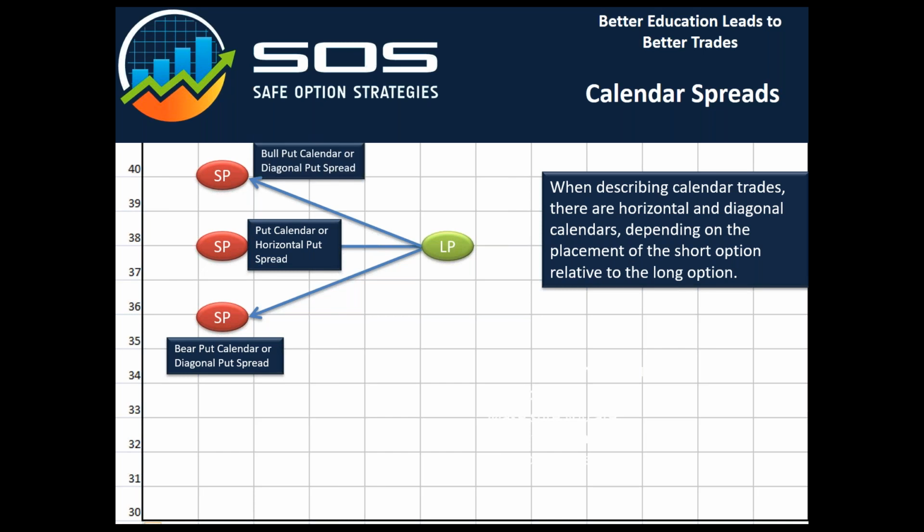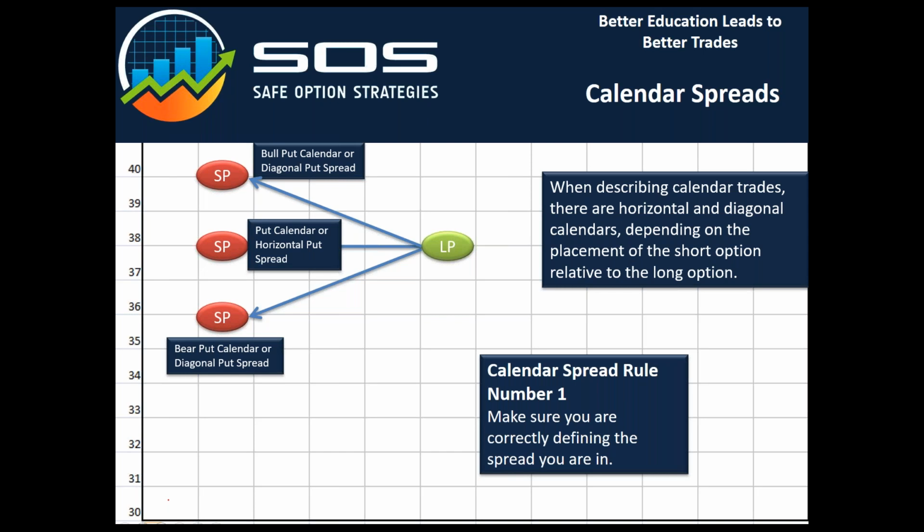It's fairly easy. Now, one other concept I want to be really clear on. This is our number one rule when it comes to calendar spreads. Make sure you are correctly defining the spread you're in. I said one more thing to talk about. I'm thinking ahead. Rule number one, I'm thinking ahead already to rule number two. Rule number one, make sure you are correctly defining the spread that you're in.